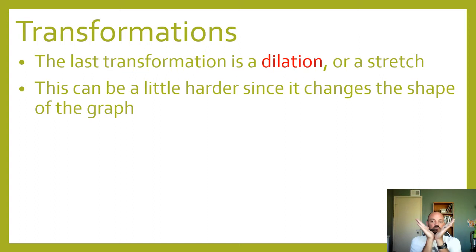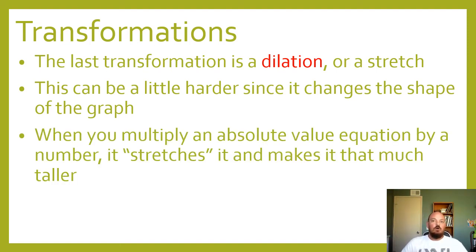So you're going to start with a V. You might end up with a really skinny V. You might end up with a wider one. It's still going to be basically V-shaped, but it's not going to be exactly the same anymore. Now, this comes from multiplying by a number, by taking your function and multiplying it by 2 or 3 or 10 or 1/2 or something like that. When you do that, it stretches the graph or it dilates the graph and it makes it taller.